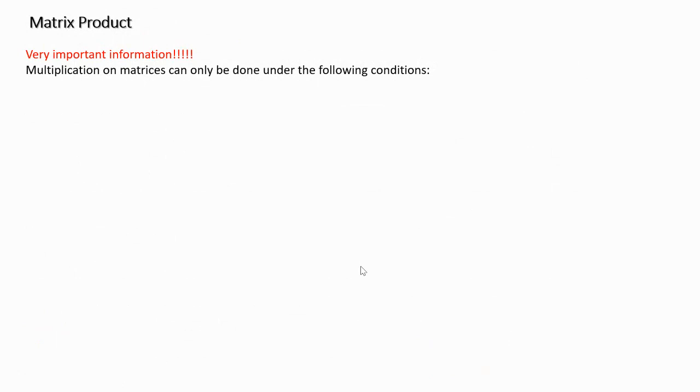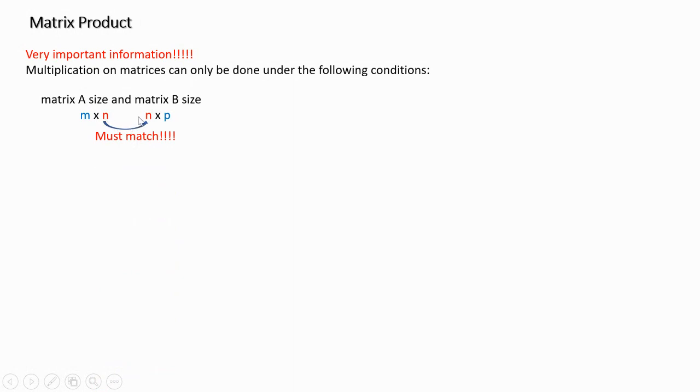which means we're going to multiply matrices. So, very important information: this is how you can tell if you can multiply two matrices. Multiplication of matrices can only be done under the following conditions. Look at the size of matrix A and the size of matrix B. Say matrix A is an m by n matrix. Then matrix B has to be an n by p. In other words, the inner numbers have to match.